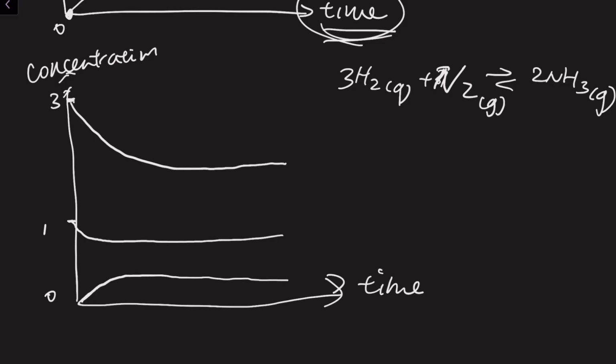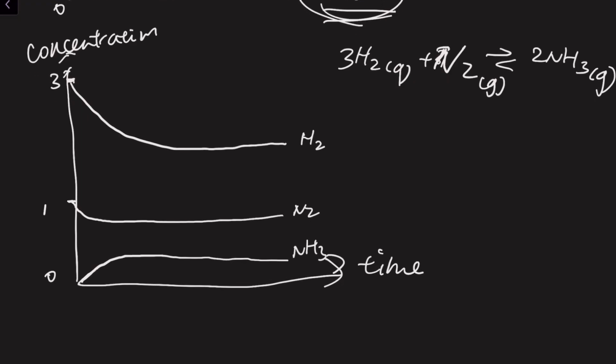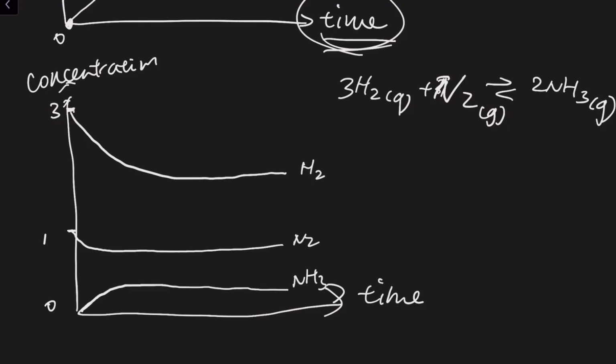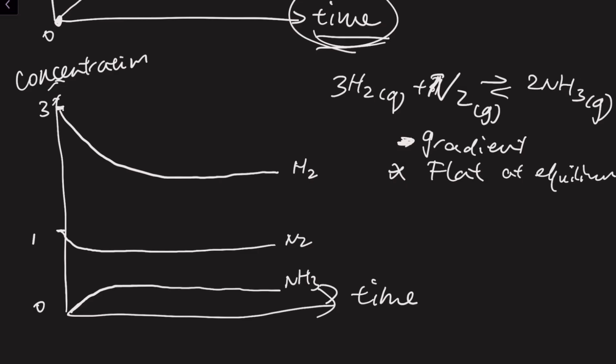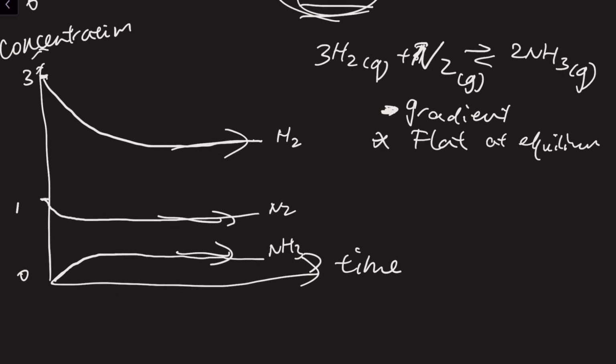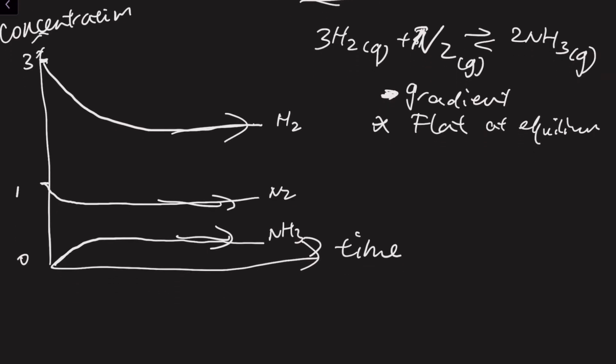And this graph is a little bit tricky. So first characteristic we see is that the gradient, so everything is about gradient really for this kind of graph. The gradient is flat at equilibrium. So at equilibrium, you can see that the concentration is not changing. That's why the gradient is 0.